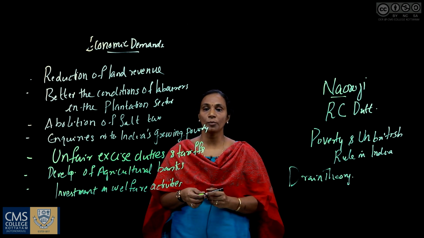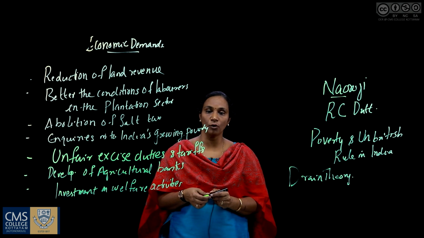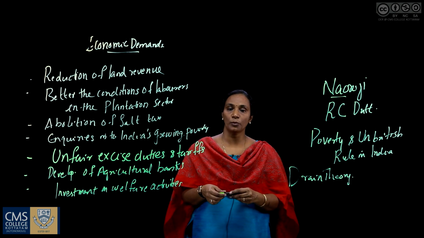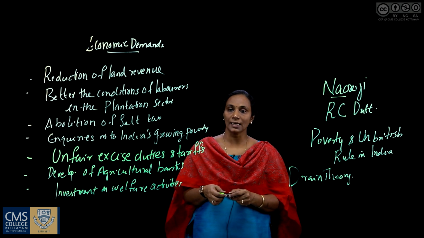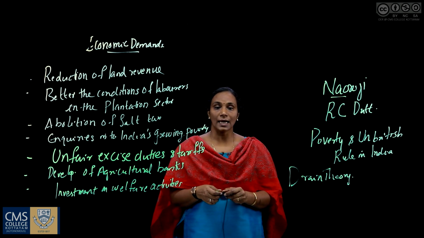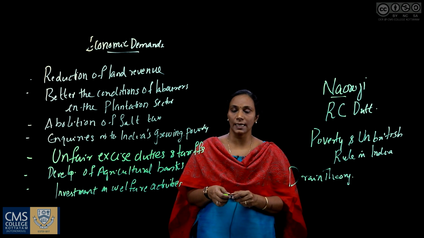They criticized that the economic policies of the British were responsible for the poverty in India. They criticized that the high land revenue policies of the British led to the impoverishment of the peasants, and the high taxation system was also criticized by the nationalists. They criticized that the economic backwardness and underdevelopment of India was due to the discriminatory policy of Britain. This was the economic condition of India, and the nationalists demanded certain reforms in this area.